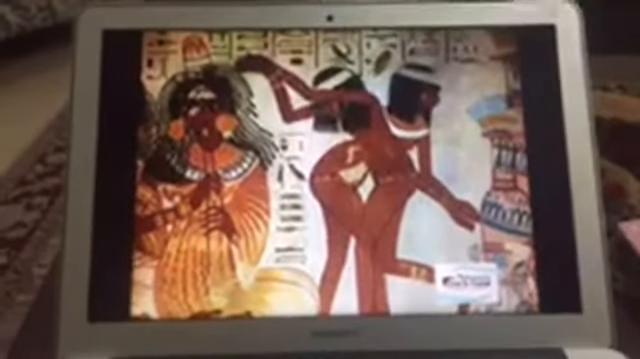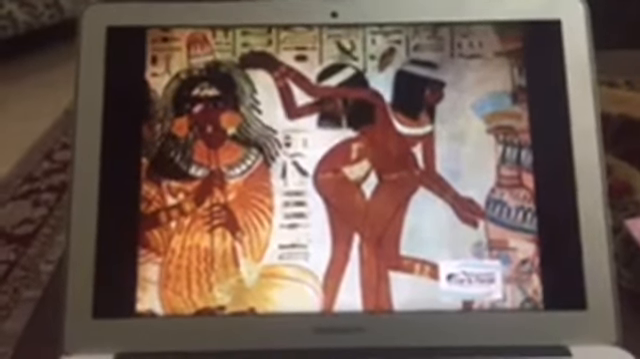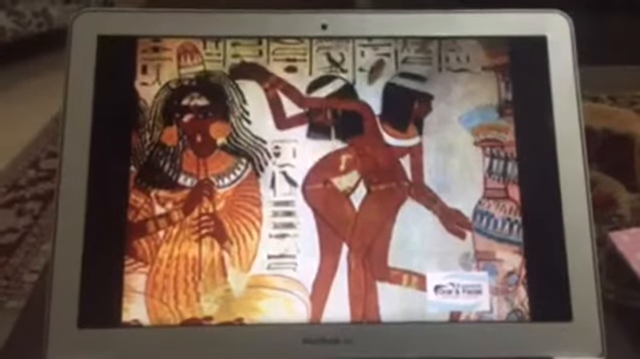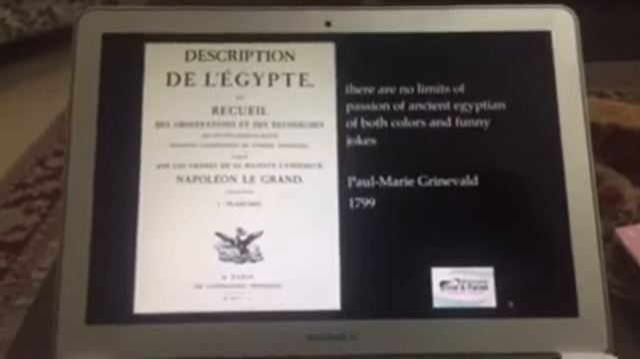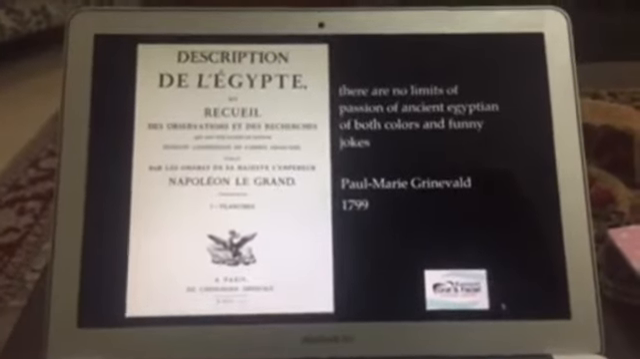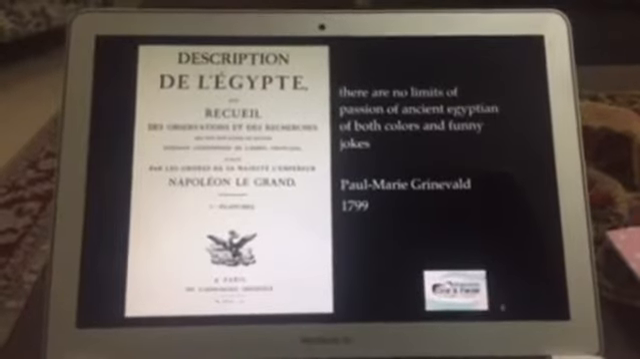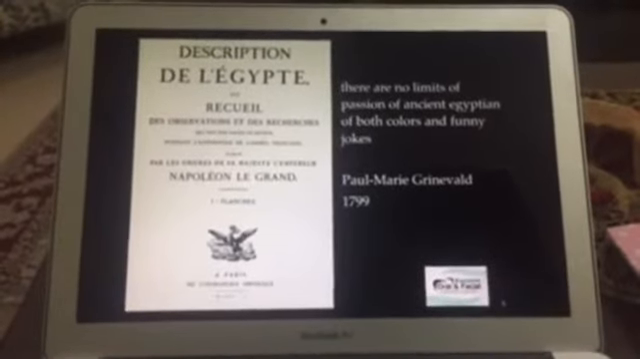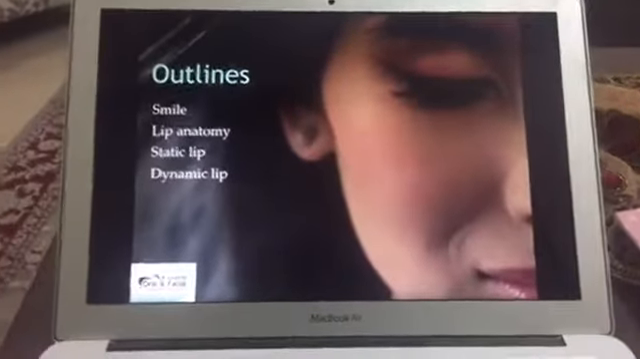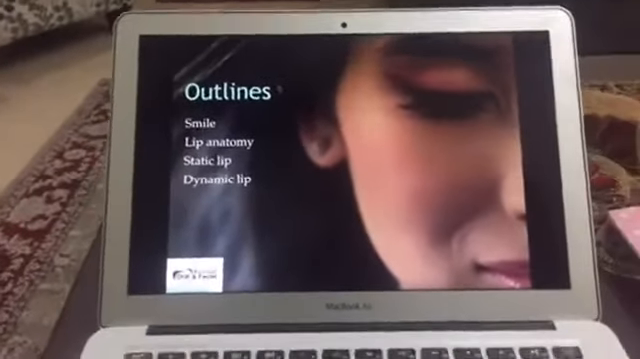This photo, I got it from the Description de l'Égypte. This is a very famous book. It's published by these people. There are no limits to the passion of the ancient Egyptians, of both colors and funny jokes, and I think our grandsons continue this passion.